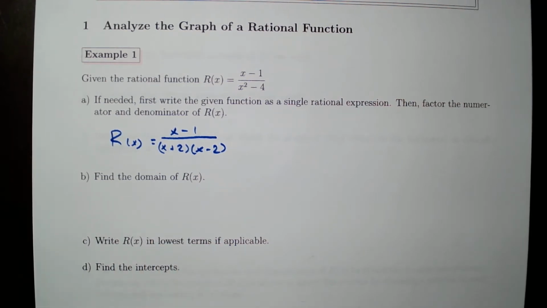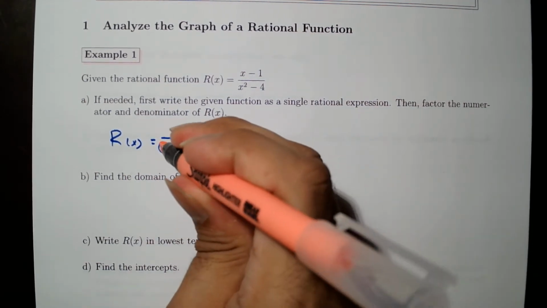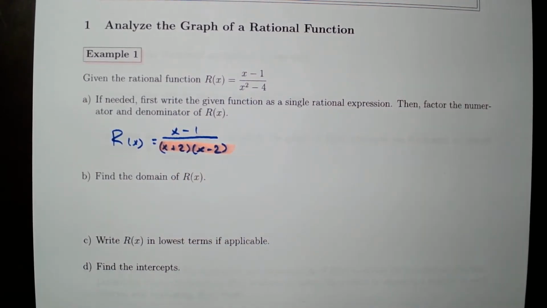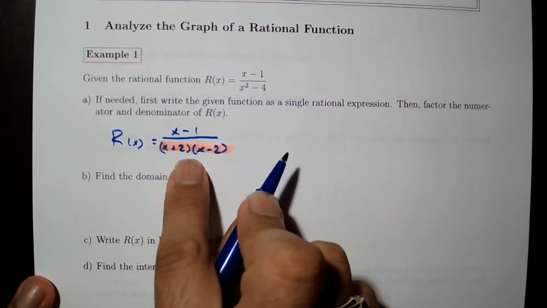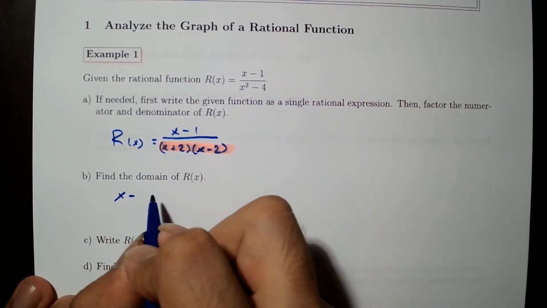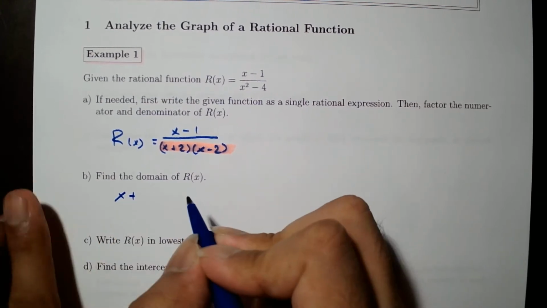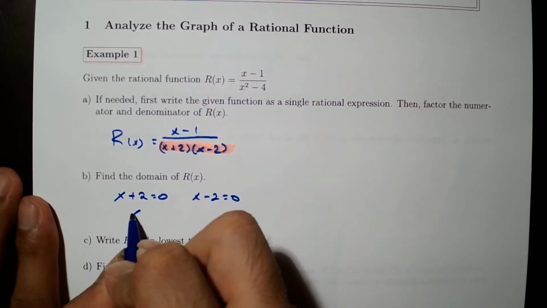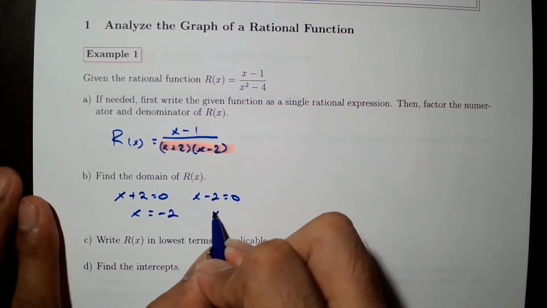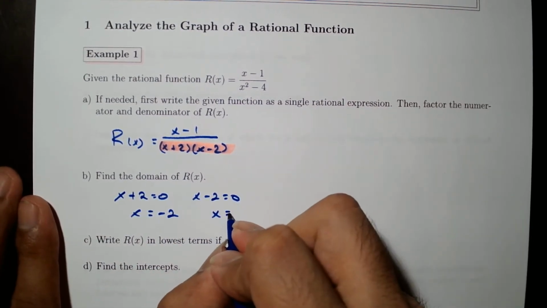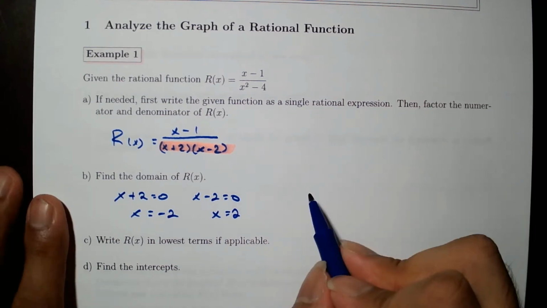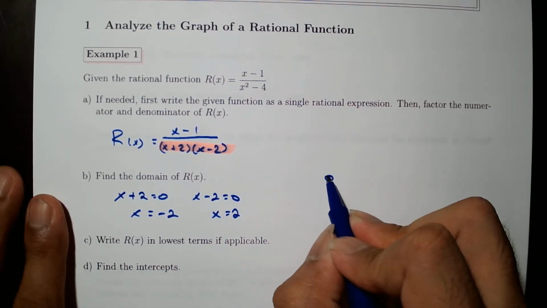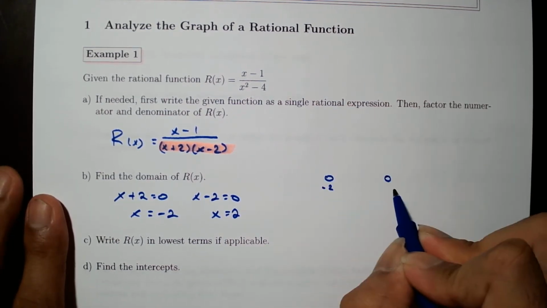From this, we are going to find the domain. Keep in mind that for rational functions, you want to make sure that the denominator is not 0. So we set each factor equal to 0. x plus 2 equals 0 and x minus 2 equals 0. That means x equals negative 2 on the one hand and x equals 2 on the other hand. Again, if you want to use the bubble approach, negative 2, positive 2.